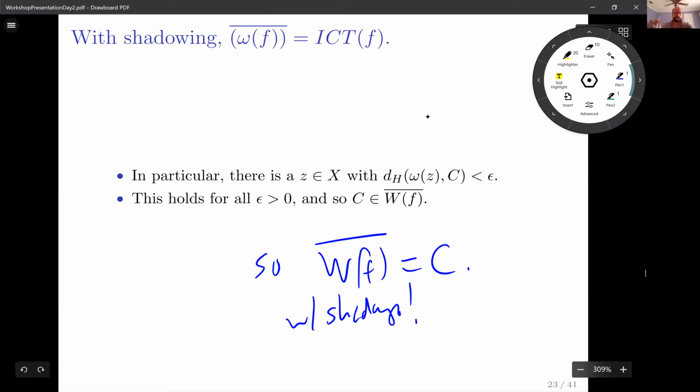Okay, so what are some interesting reasons to think about this? Sorry, the corollary then was if you have shadowing and W of F is closed, then W of F is equal to ICT. I should say ICT, not just C. And another way of thinking about this is if you have shadowing and W of F is equal to ICT, then W is closed. So there's sort of two ways to take this to get some interesting information.